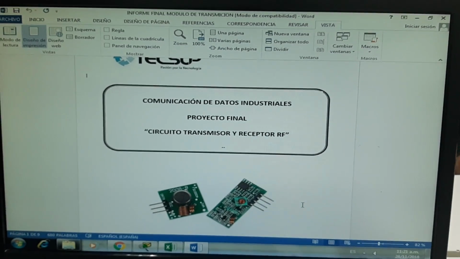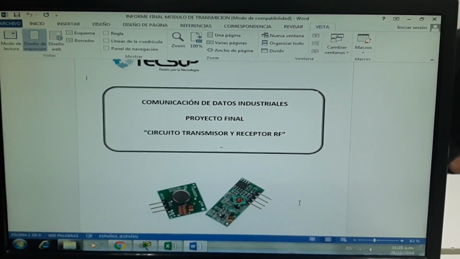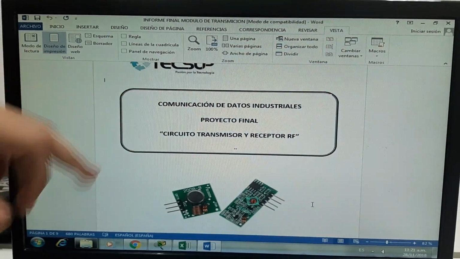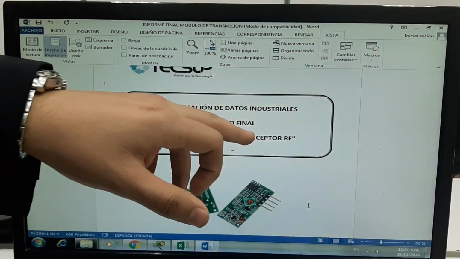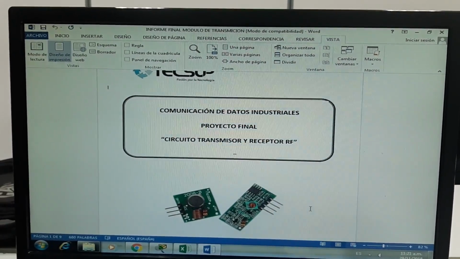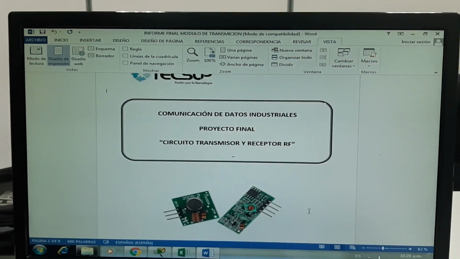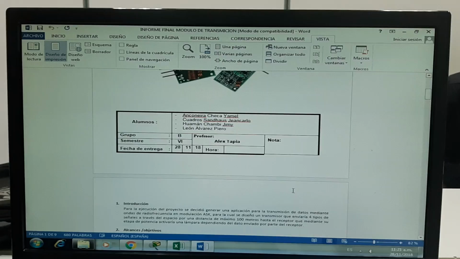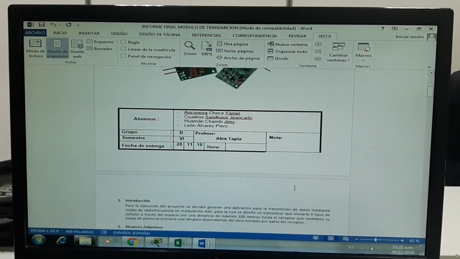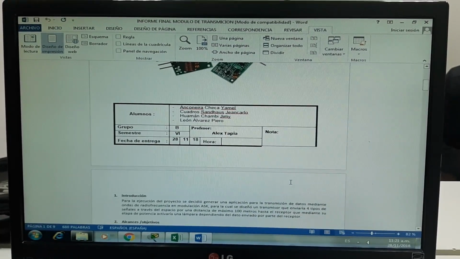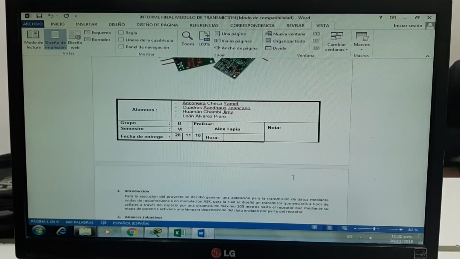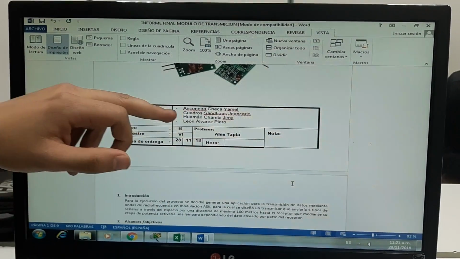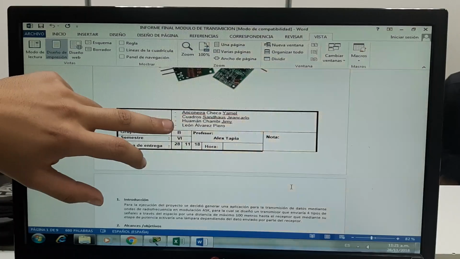Good morning, we introduce you to our project. In this case, we're going to present a transmitter and receptor circuit. We are talking about RF, radio frequency data transmission. And for that, in first place, we're going to present ourselves. The components of our team are Anconeira Checa Yamel, Cuadros Sandhaus Jeancarlo, Huaman Chambi Alvarez Piero.